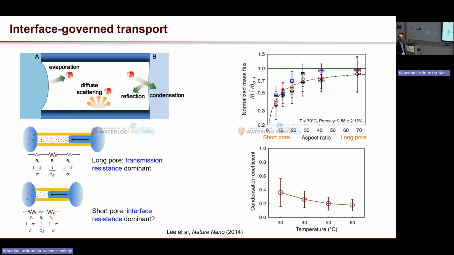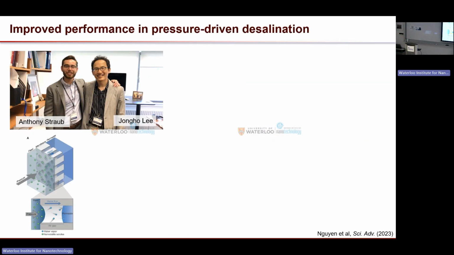And we can obtain the condensation coefficient as a function of temperature. And the values we obtain are basically in this 20 to 40% range. So what it means is that if a water molecule hits a meniscus, most of the time it will reflect or it will cause another molecule to come off. So that was a very interesting basic measurement that we are able to do.